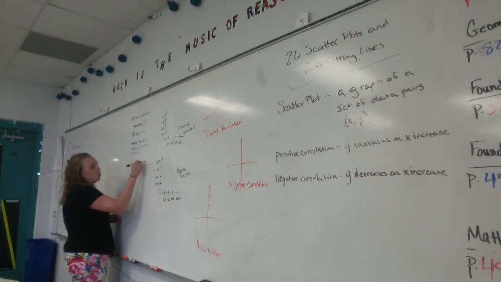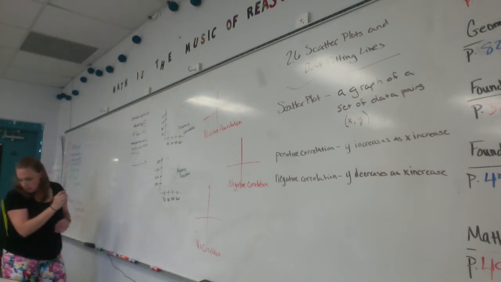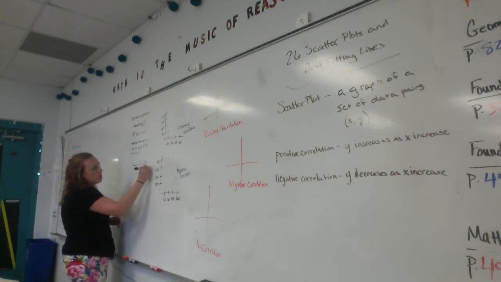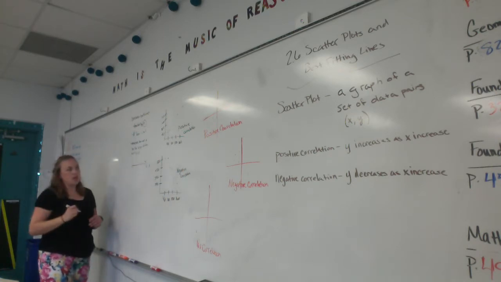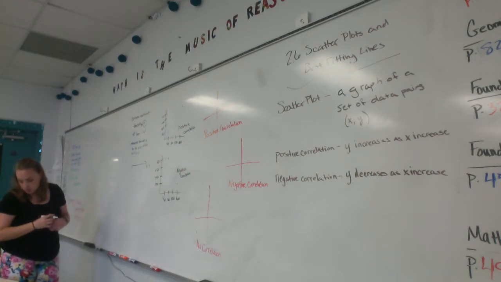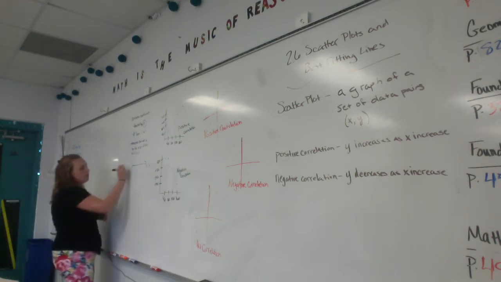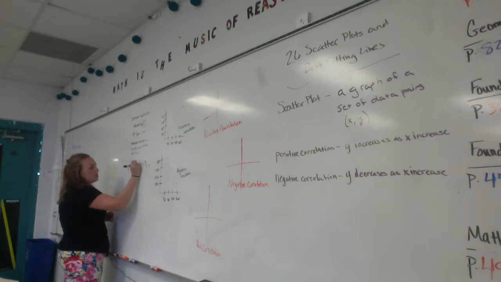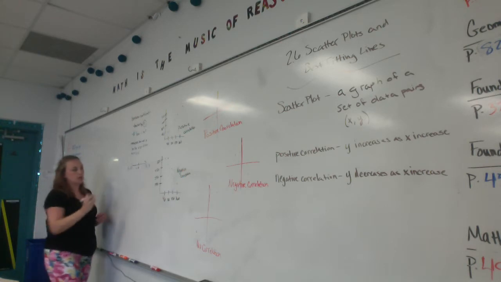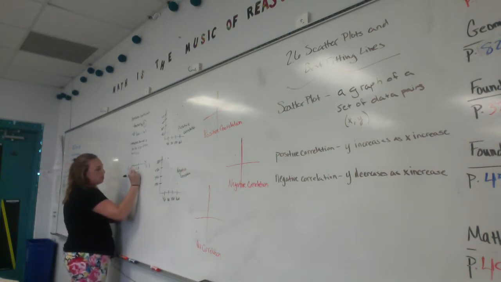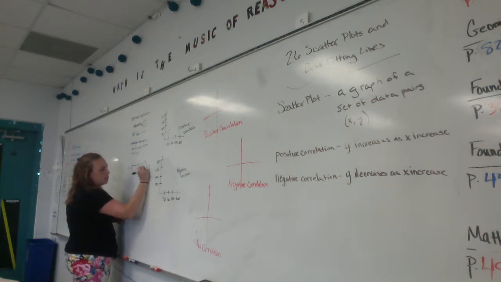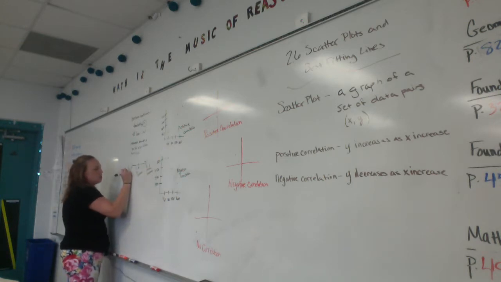Okay, so if r equals 1, then it's going to be closer to a positive. If r equals -1, it's going to be a negative, okay? And if r equals 0, then it's going to be no correlation. So, no correlation, positive correlation, negative correlation.